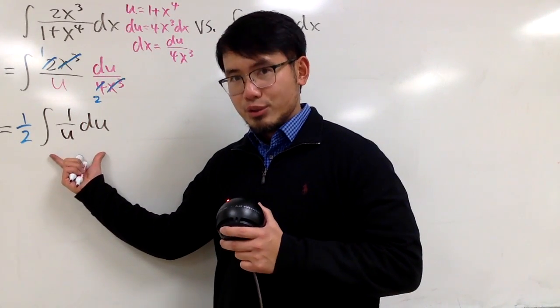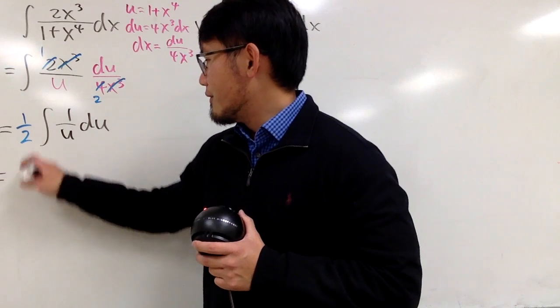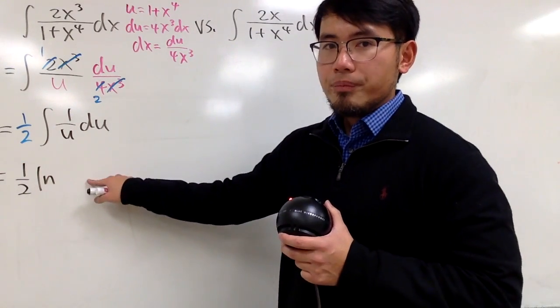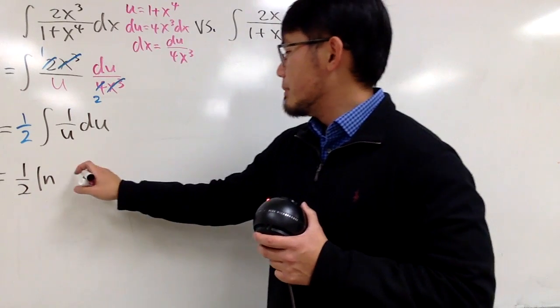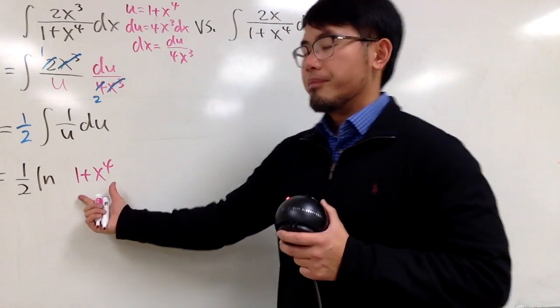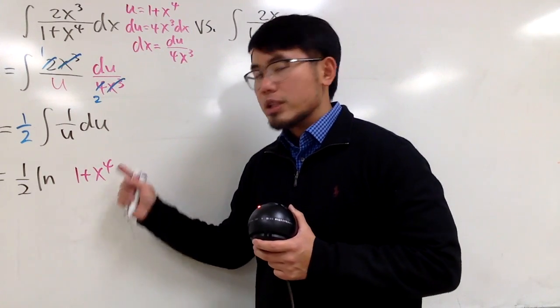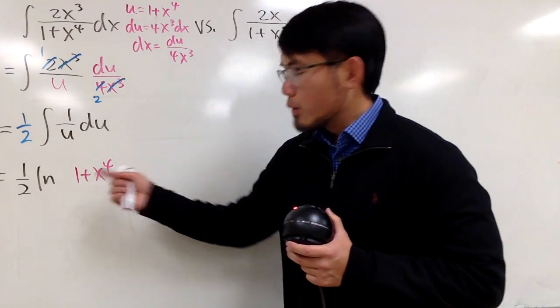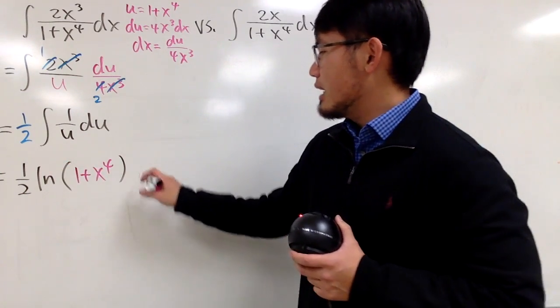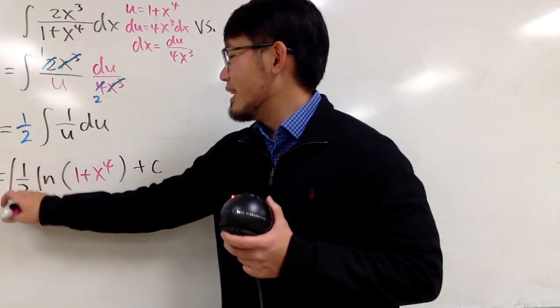This right here is just natural log. So here we go. We have 1/2 natural log of u, and u is this guy, so let me just put it back right away. Let's save one step if you do this. And notice x to the fourth power is always positive, and you add 1 to it, it's always positive. So you can actually just use the parentheses, and you are done. This right here is the answer.